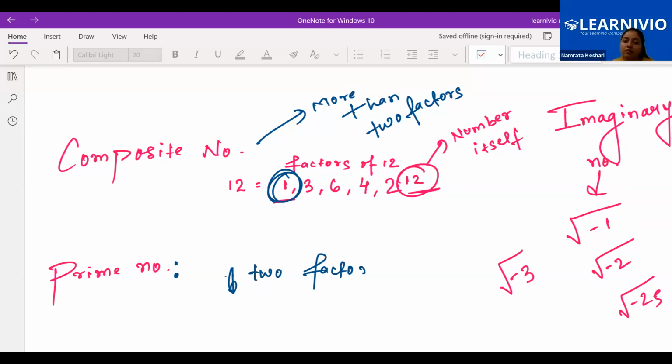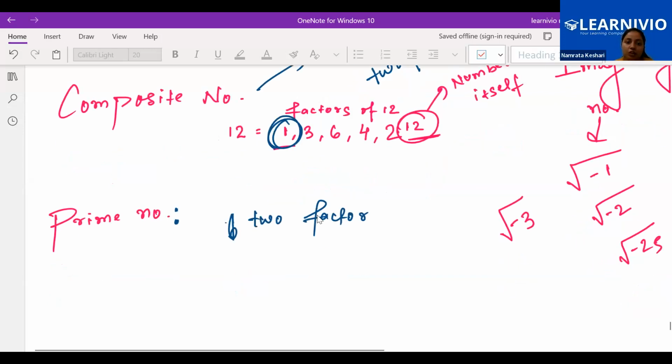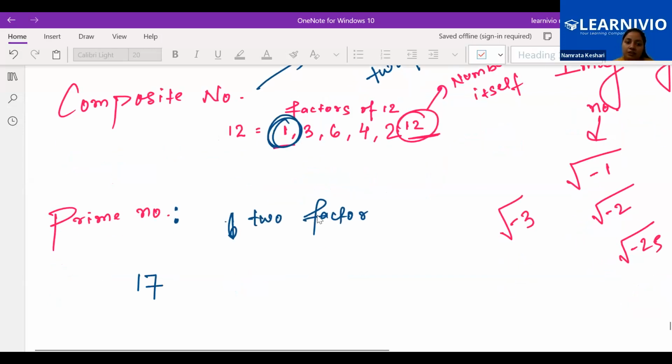So if we try to list down the factors of 17, we can see only 1 can divide 17 completely and 17 can divide 17 completely. These two are the only factors of 17. No other factors are there. Hence, 17 is a prime number. Similarly, 23, if we write, only 1 can divide 23 completely and 23 can divide 23 completely. So these two are just the factors of 23. Okay, so these are examples of prime numbers.